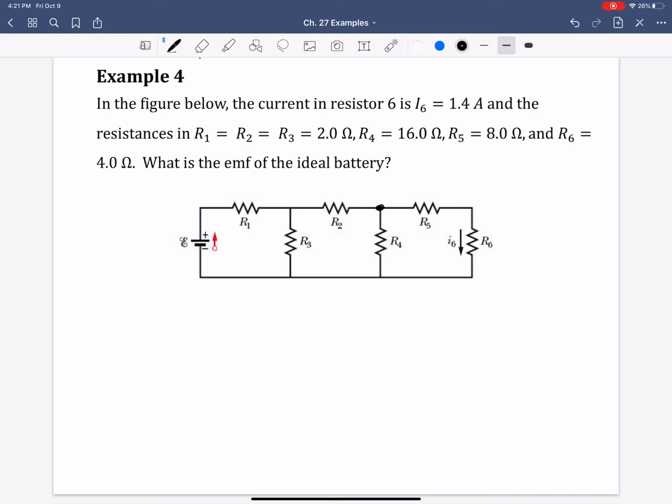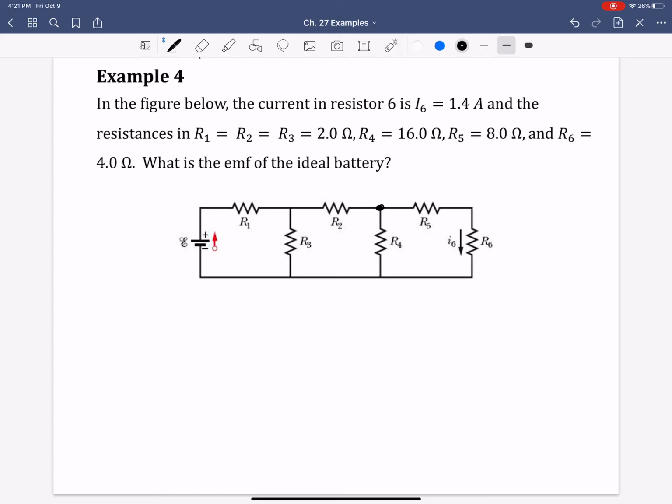So this example has us trying to find the EMF for the battery shown, where we know all 6 resistances as well as the current through the 6th resistor. Okay, so we have to do a little bit of deduction, working our way backwards from what we know in order to come up with the total voltage that the battery supplies.